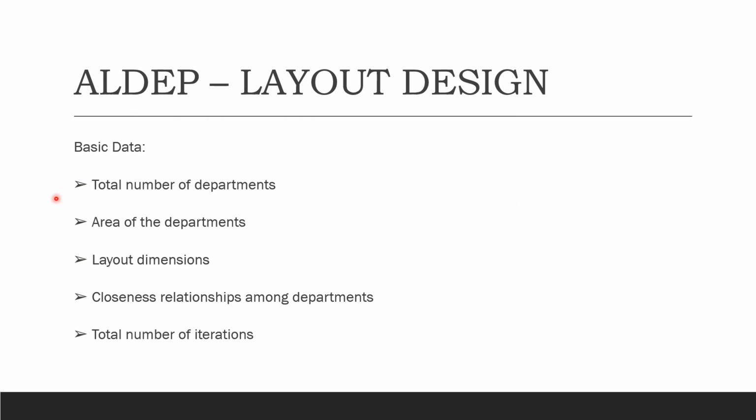To create a layout design in ALDEP, we need some basic data. First is the total number of departments and the area of the departments, the layout dimensions, the closeness relationship among departments, which has a closeness rating, and the total number of iterations. These are the basic data required for the layout design.